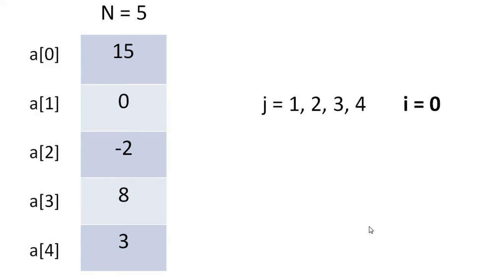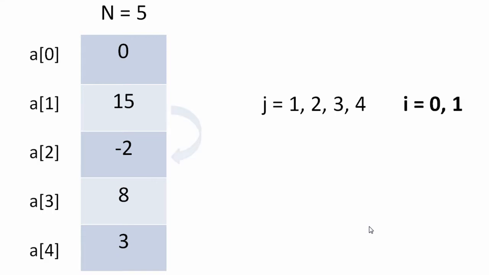Now the first element a of 0 is compared with a of 1. Here a of 0, that is 15, is greater than a of 1, which is 0. So we sort these values. We will send 0 to a of 0 and 15 to a of 1. Now compare a of 1 with a of 2, that is, compare 15 with -2.